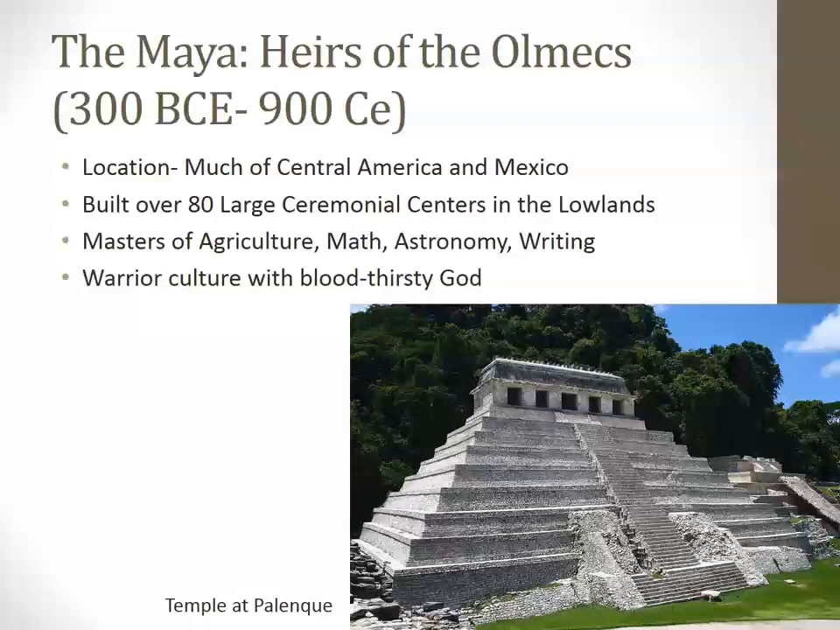The heirs of the Olmecs are the Maya, and even though you will find people referred to as the Maya in modern Yucatan in Central America, the period of the Mayan height of power is from 300 CE to about 900 CE. The Maya were located in Central America, particularly the Yucatan Peninsula, Guatemala, Honduras, and Belize. They built over 80 large ceremonial centers in an area of the jungled lowlands. They were masters of agriculture, of math, astronomy, and of writing.